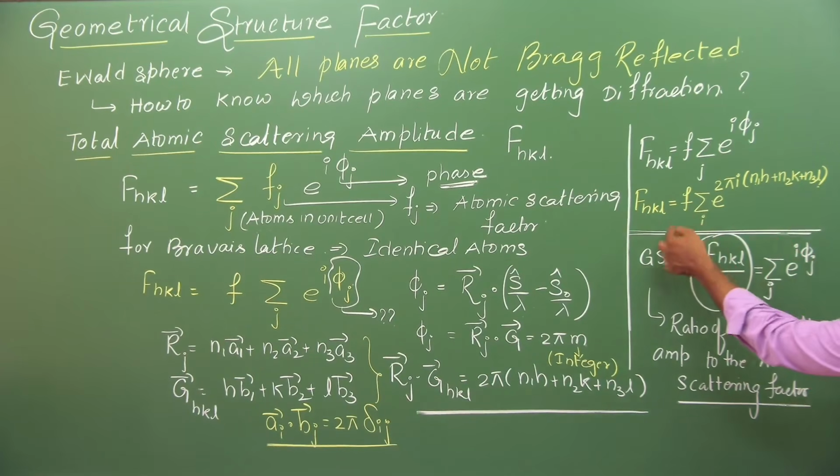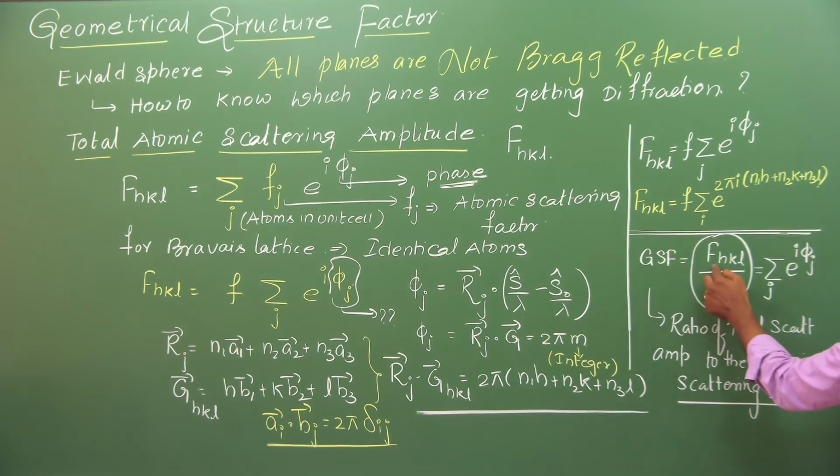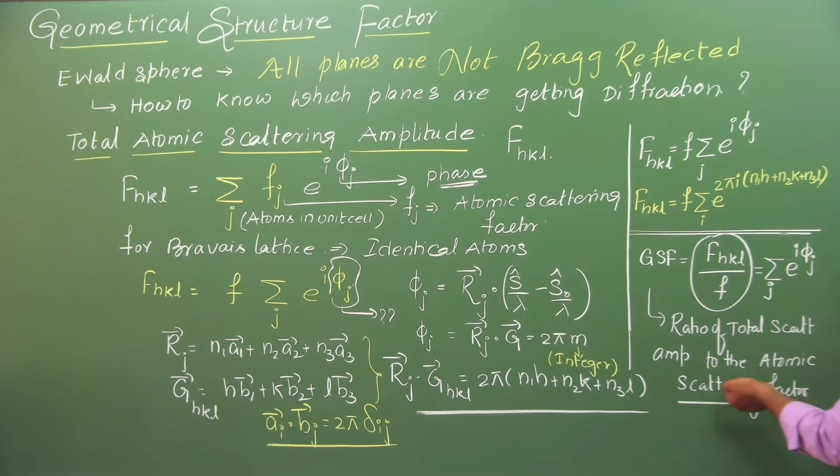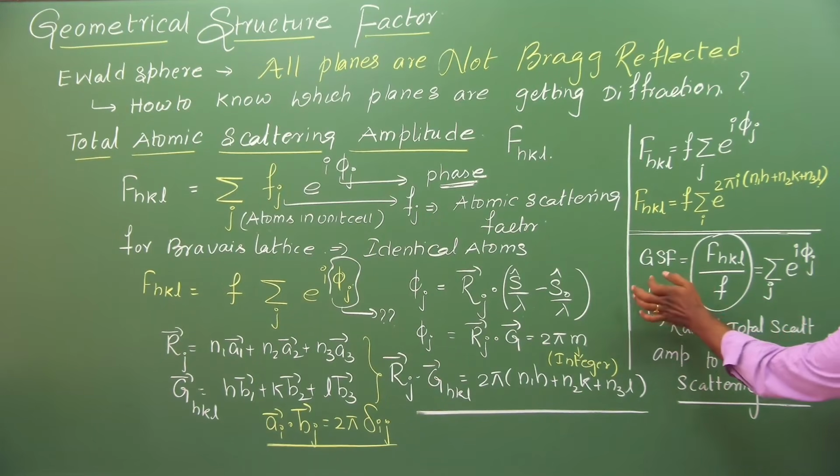After this just take this ratio, that is F HKL by small f, which is nothing but the summation over j of e raised to i phi j. This is the ratio of the total scattering amplitude to the atomic scattering factor, which is called the GSF.